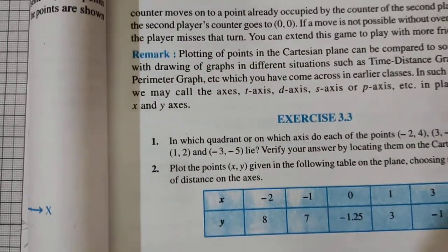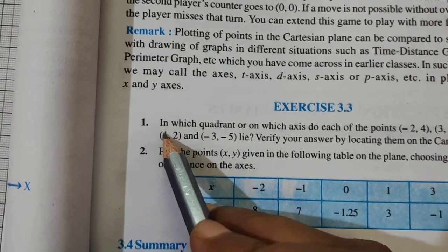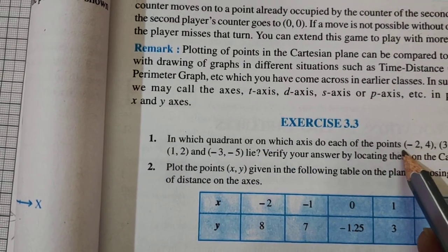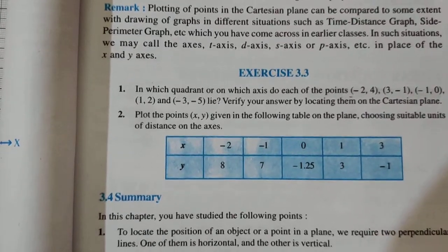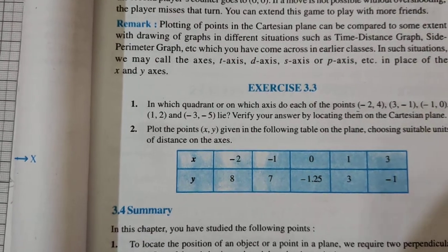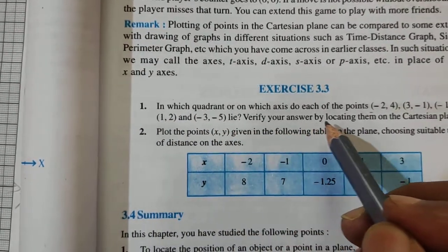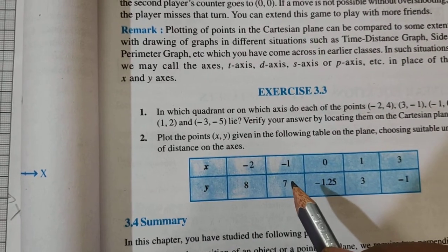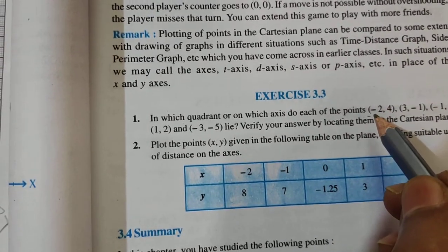So students, we have just discussed in which quadrant or on which axis do each of the points (-2, 4), (3, -1), (-1, 0), (1, 2) and (-3, -5) lie. Verify your answer by locating them on the Cartesian plane. Cartesian plane means a piece of graph paper, just what I showed you on the whiteboard. So the first point is (-2, 4).